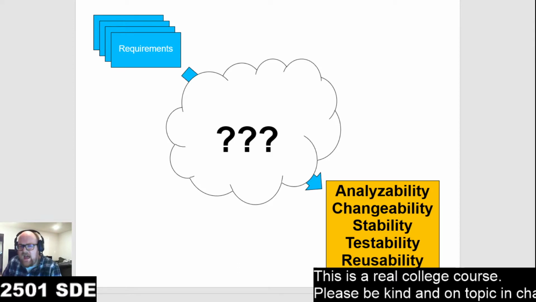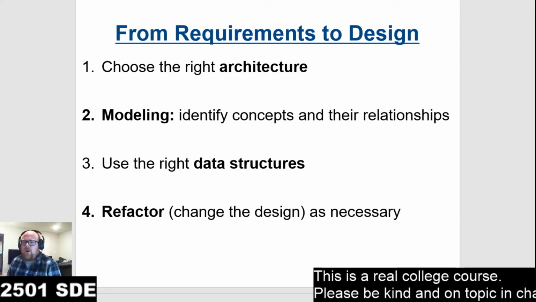All right. So from there, remember the idea of design. The basic idea of design is to take the list of requirements, that is the needs of the customer, and design a system that has all the internal quality features that we seek. So analyzability, changeability, stability, testability, and reusability. So how do we do that? So today we're going to talk a little bit about from requirements to design.